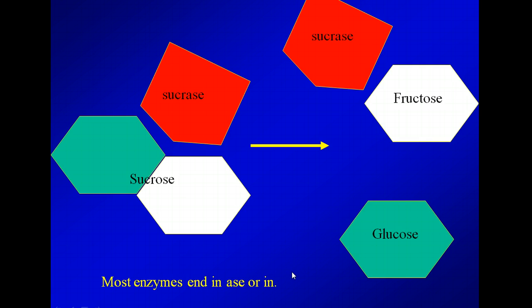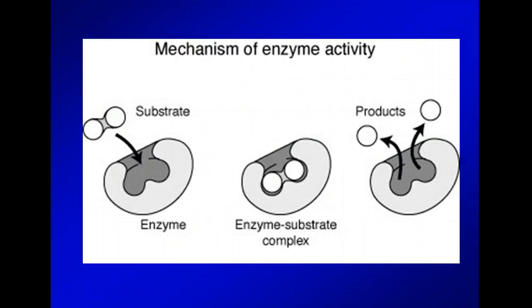So if you see a big long word, blah, blah, blah, ASE, even if you know nothing else, you know that it is an enzyme. And this just shows you another picture of an example. Here's your substrate. It's just talking about the molecule, so this would be sucrose. Here's the enzyme working to break it into the products of fructose and glucose.